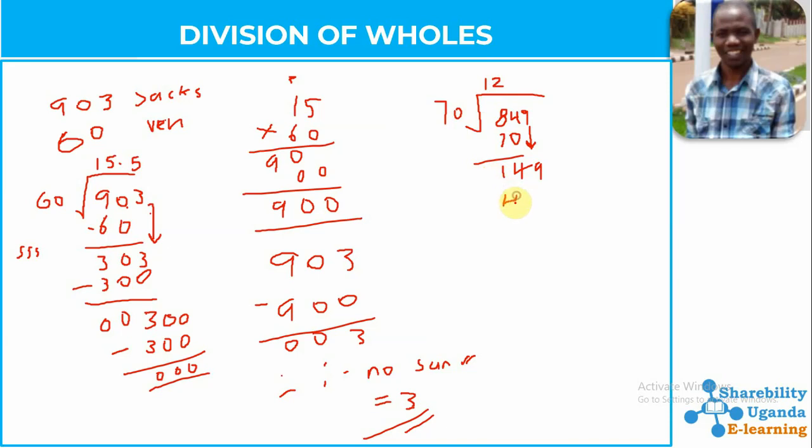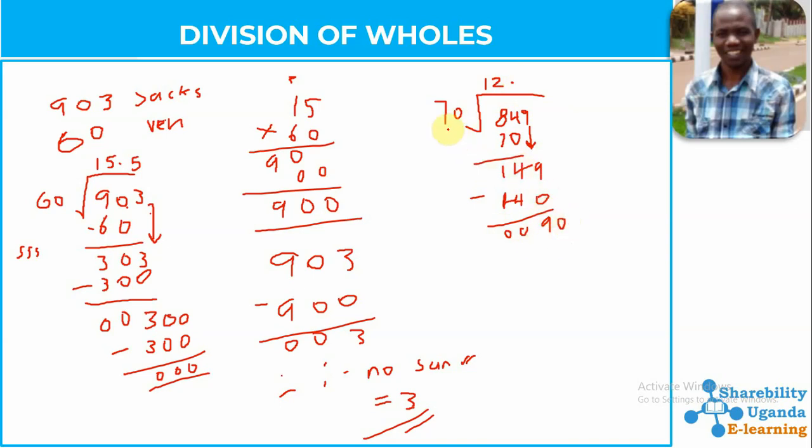This is 140. So when you subtract, you see the remainder which is remaining, which is 9. So 9 divided by 70 is impossible. When a number is impossible, what you do is you put a point. When you put a point, it allows you to add your 0 here. So this now becomes 90.